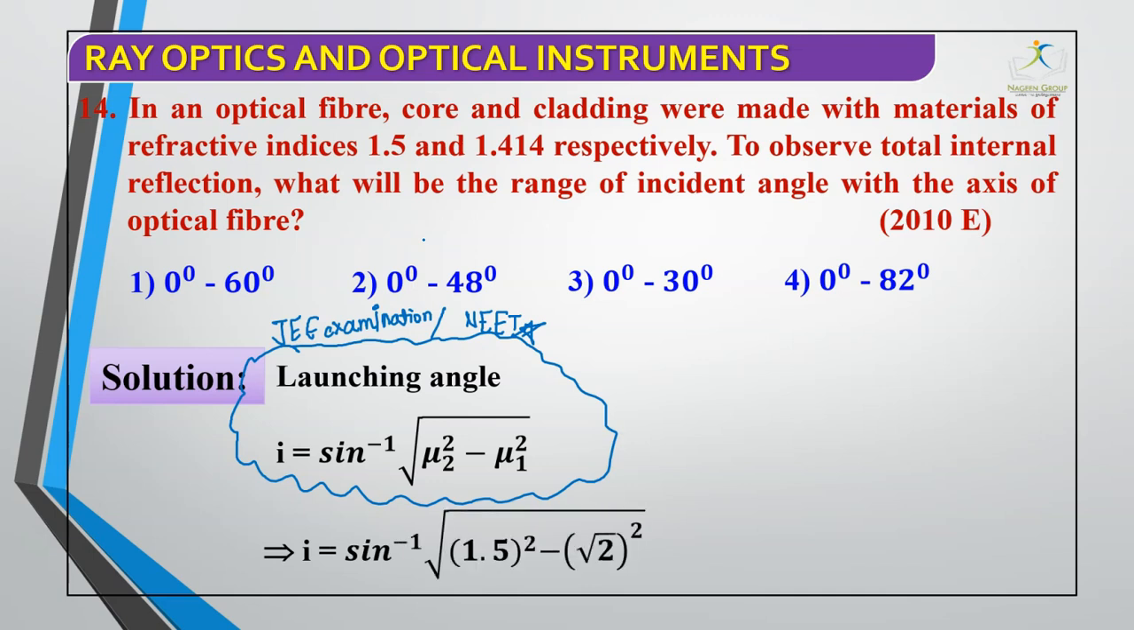So mu2 is given 1.5, and mu1 is given as 1.414, which is actually the value of root 2. With a little bit of solution, we get the value of sin inverse 1 by 2, which is 30 degrees. So the range is between 0 and 30 degrees. The correct answer for this question is option 3. I hope you understand, students.